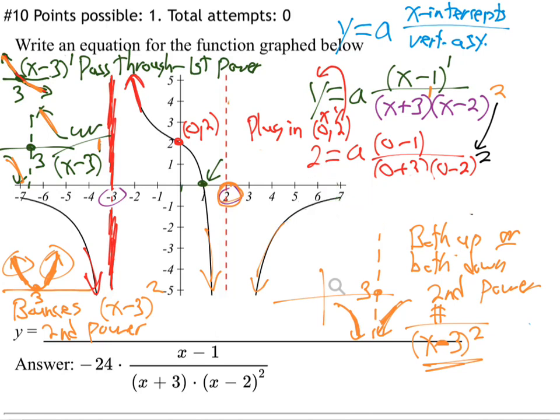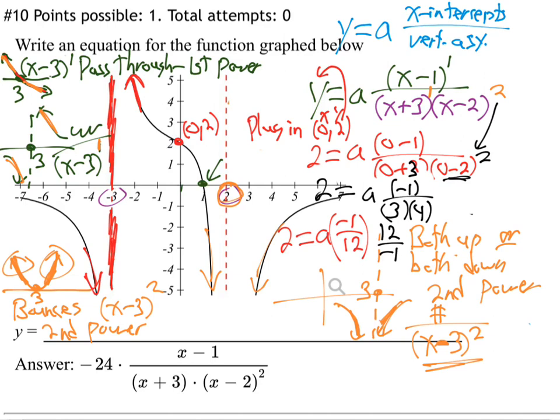Let's try again. 2 equals A times negative 1 over 3 times 4, right? Because this is negative 2 squared. So 2 equals A times negative 1/12. There we go. Now multiply the top and bottom by 12 over negative 1. Cancel, cancel. A is alone. Negative 24. There we go. There's the answer. A is negative 24.